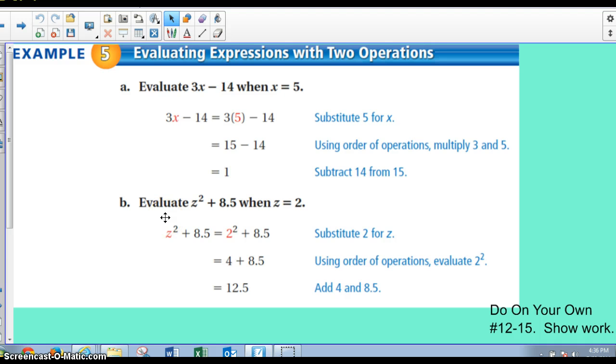Now it says evaluate z to the second power plus 8.5 when z equals 2. They wrote out the expression, put in the numbers, 2 to the second power plus 8.5. Figured this out first, your exponents, which is 4. 2 times 2 plus 8.5. Once you do it, your answer is 12.5. Please do the rest on your own, numbers 12 through 15. Show your work, and come back when you're done.